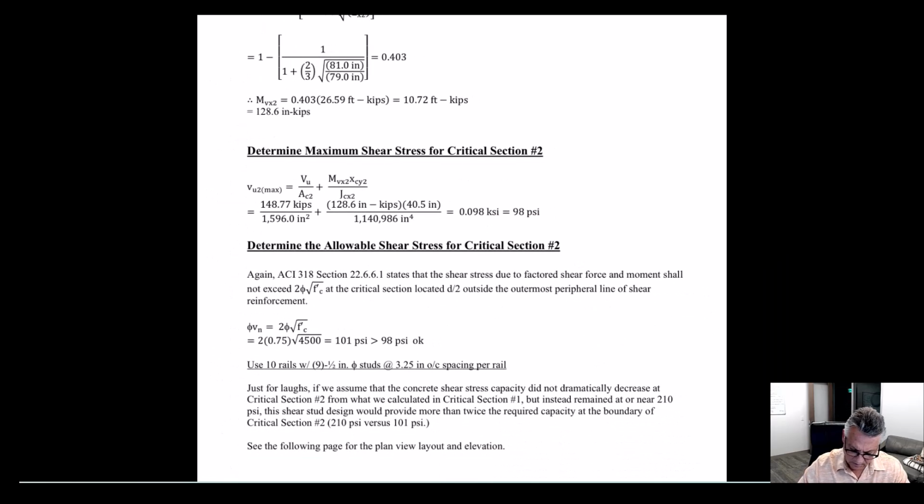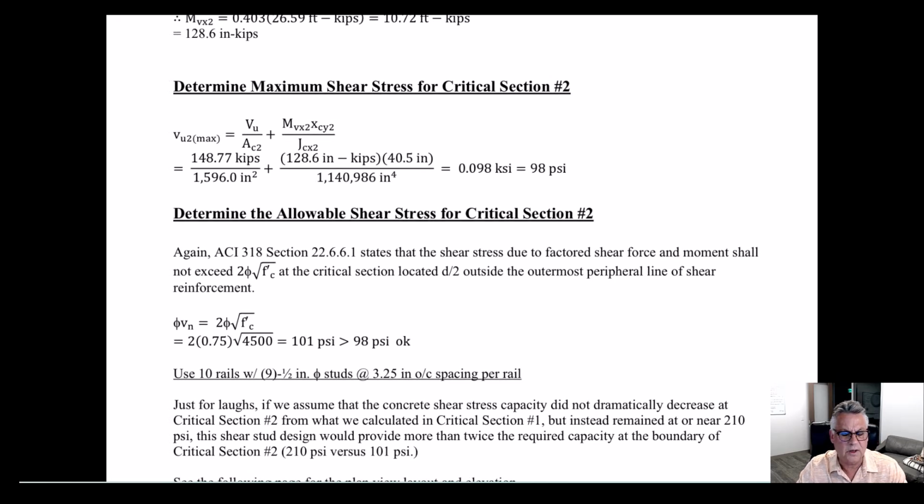Okay? The allowable shear stress, remember, it's not what we calculated it to be before. Before we calculated 210 psi allowable shear stress. Strangely enough, the code has said now out at the edge of this new shear plane, we don't get that anymore. Even though it's the same concrete, it's pre-stressed, it's got the same P over A, everything about that concrete's the same. The code has whacked it in half.